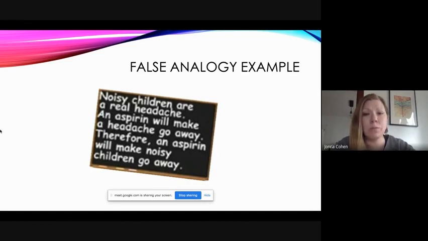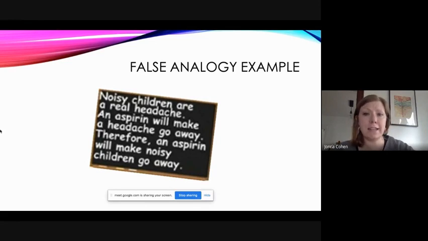An aspirin will make a headache go away. Therefore, an aspirin will make noisy children go away, right? So we have two things being compared here, two things that create a headache: noisy children and a headache. They're saying that since both things are noisy, apparently one will make the other one go away. Does this make sense? It does not.